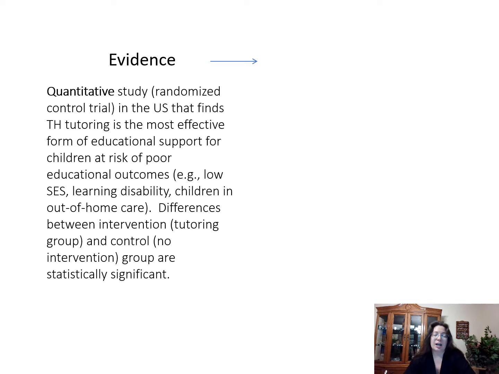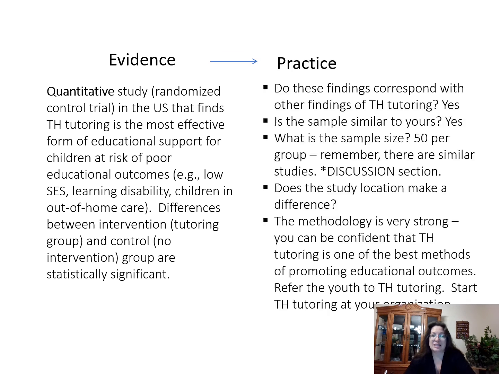An example of using a quantitative study in your practice is a randomized control trial in the US that found TH tutoring is the most effective form of educational support for children at risk of poor educational outcomes. Differences between intervention and control group were statistically significant. So you have to consider, do these findings correspond with other findings on TH tutoring, yes or no? Here, of course, TH just refers to a made-up tutoring intervention, not something real.